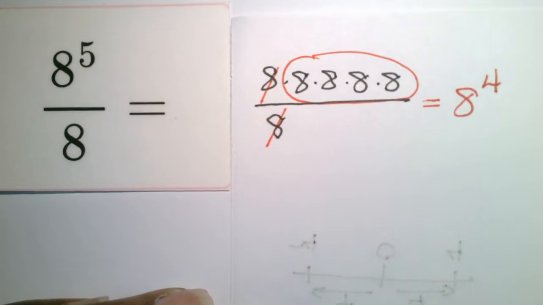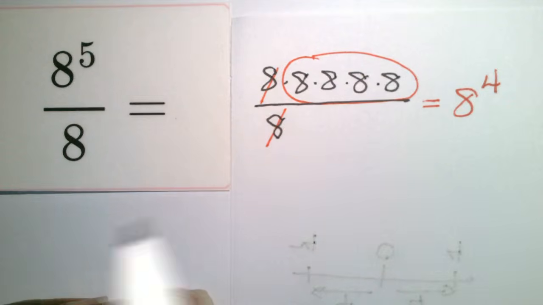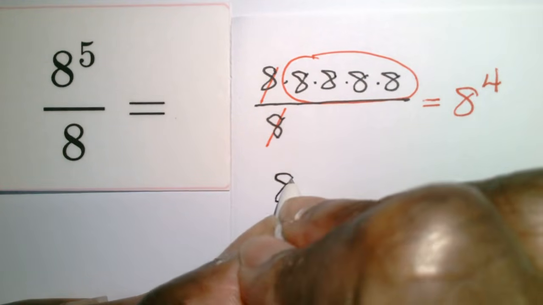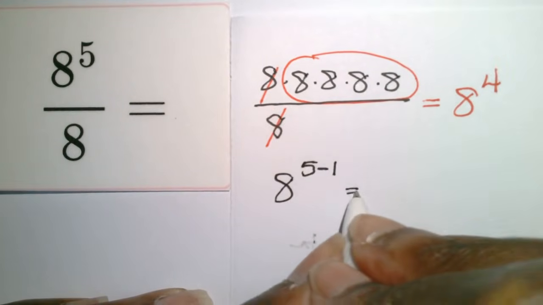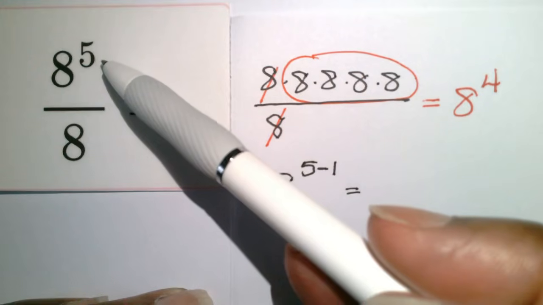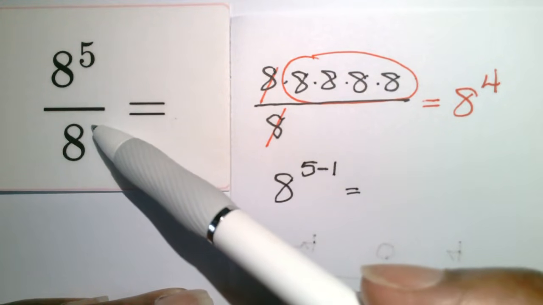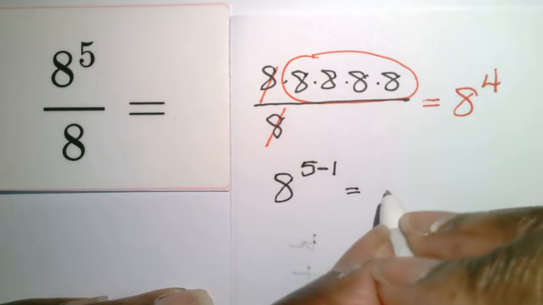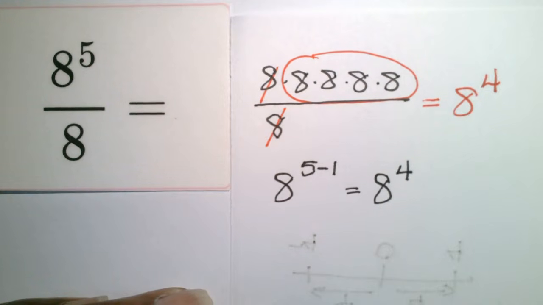Another way, instead of doing the extended version, is basically when they're the same bases, all we're doing is subtracting the exponents. So there's a 5 for an exponent here, that's to the 5th power, and to the 1st power is here. So that's another way of getting 8 to the 4th. Okay? So you have 2 ways.